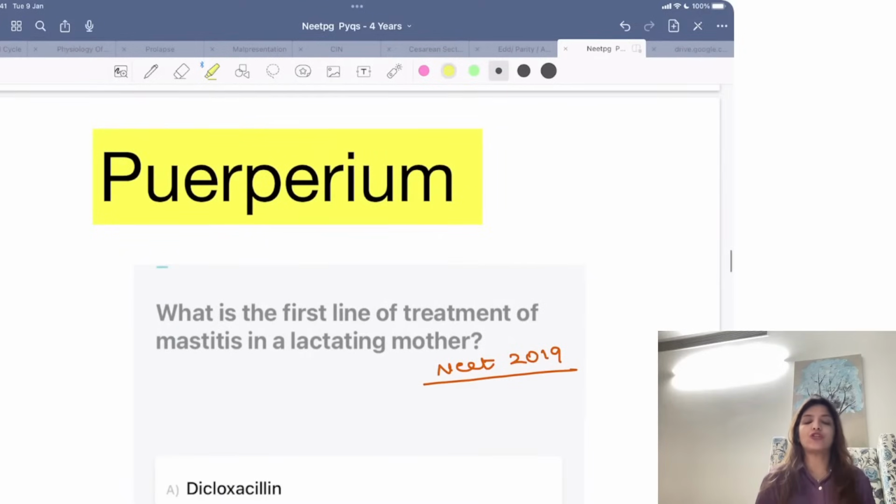Now comes what question was asked on puerperium. In puerperium, 2 to 3 topics were asked in the past 4 years. One was they had asked a question on the treatment of mastitis in a lactating female, right?